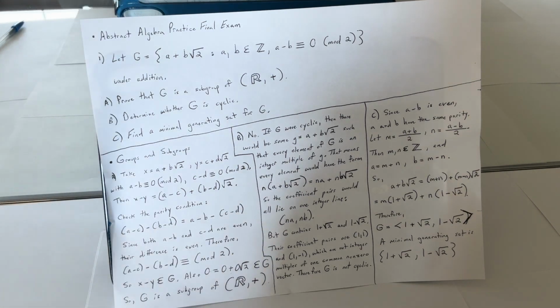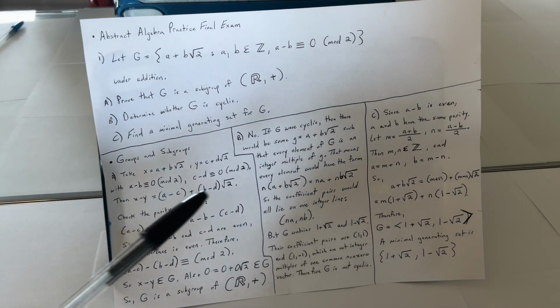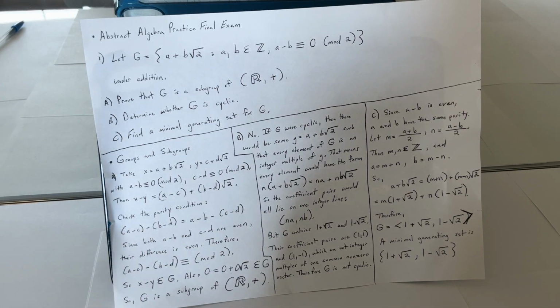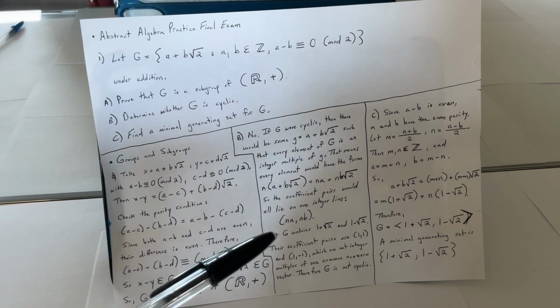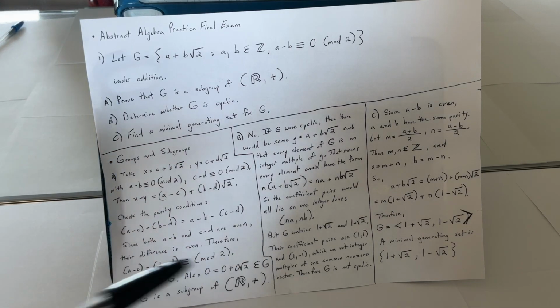So that's part A. Part B, determine whether G is cyclic. No. If G were cyclic, then there would be some g equals a plus b square root of 2, such that every element of G is an integer multiple of g. And that means every element would have this form, n times a plus b square root of 2 equals na plus nb square root of 2. So the coefficient pairs would all lie on one integer line, (na, nb), but G contains 1 plus the square root of 2 and 1 minus the square root of 2. Their coefficient pairs are (1, 1) and (1, negative 1), which are not integer multiples of one common non-zero vector. Therefore, G is not cyclic.